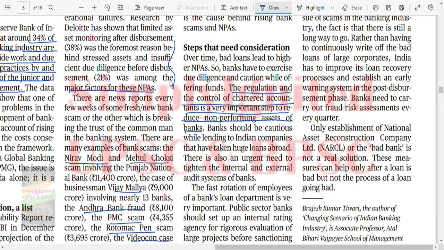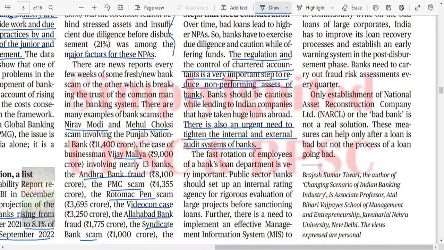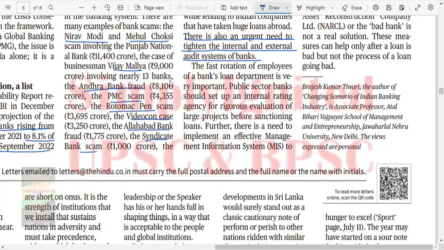Banks should be cautious while lending to Indian companies that have taken huge loans abroad. There is also an urgent need to tighten the internal and external audit system of the bank. So the first thing is to tighten and regulate CAs. The second thing is external and internal audit of the bank. The third thing is fast rotation of employees of the loan department, similar to the Mansabdari system.